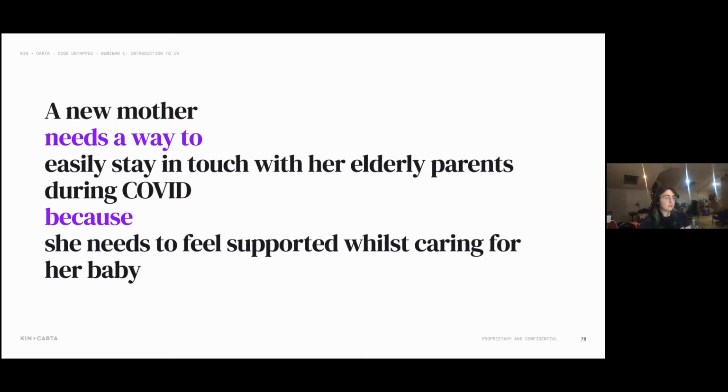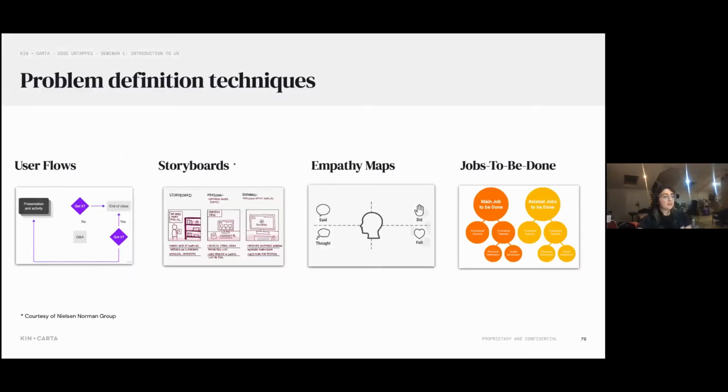This is just one example of many methods, and there are a lot of different ways that you can choose from, depending on the complexity of your problem as well. So here are some other examples, including user flows, storyboards, empathy maps, and jobs to be done and how might we statements, which we'll talk about in the second half of our presentation.